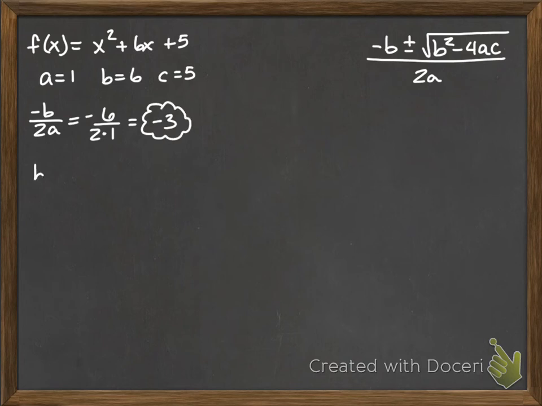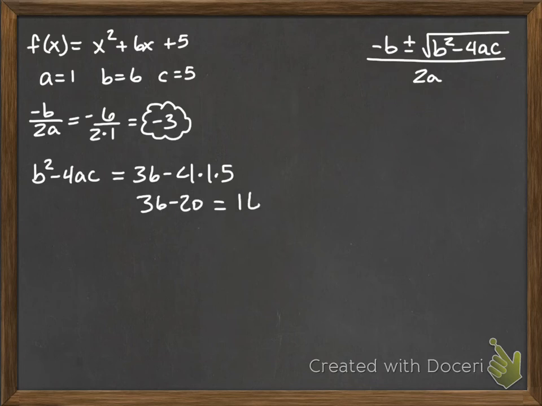Next we're going to go b squared minus 4ac. Well, b is 6, so 6 squared is 36. Minus 4 times 1 times 5. Well, 4 times 5 is 20, right? So we get 36 minus 20, and that gives us 16. That's our triangle.